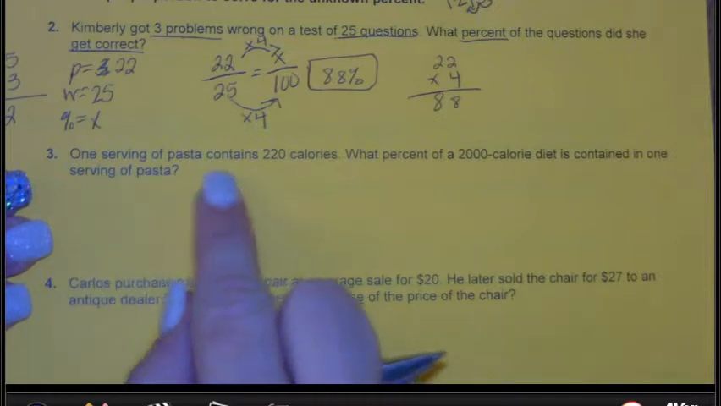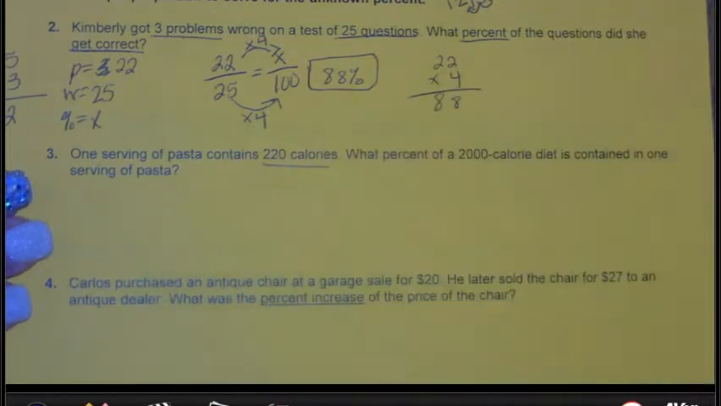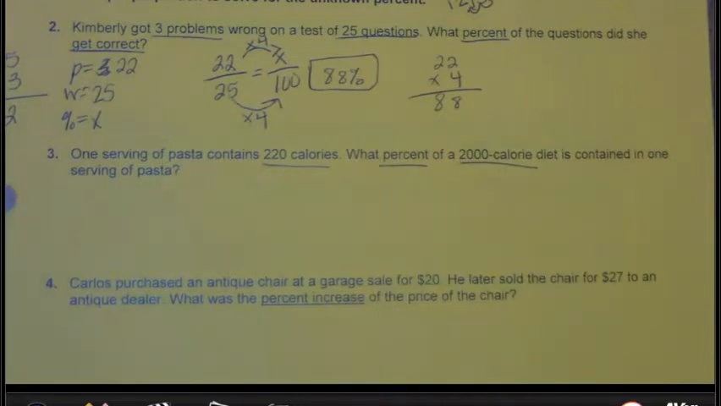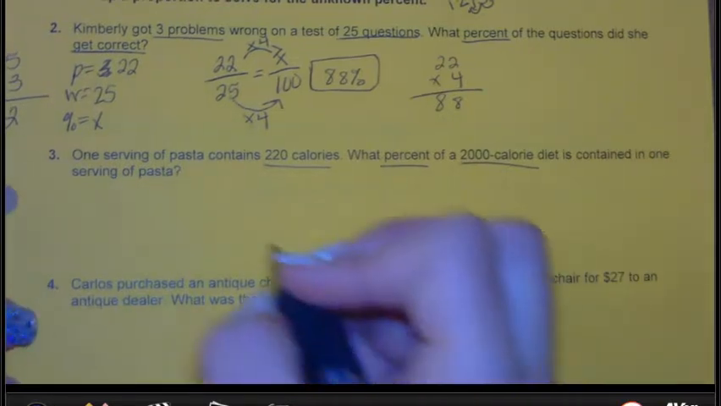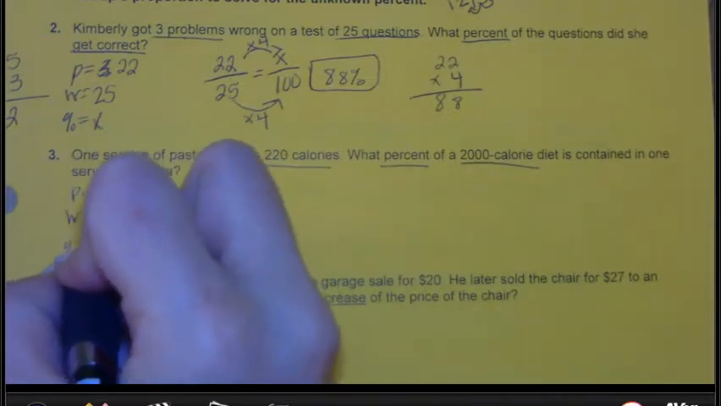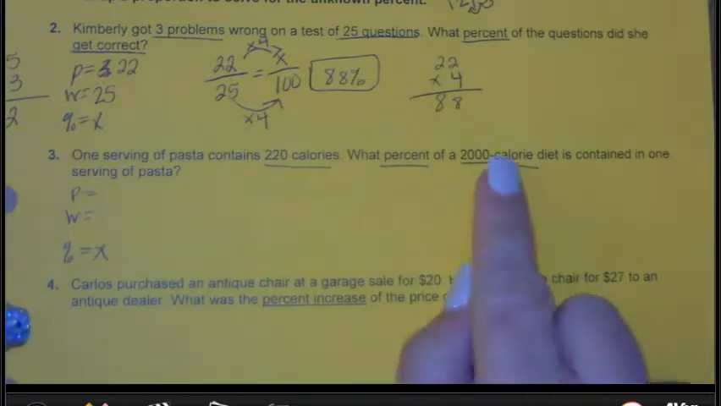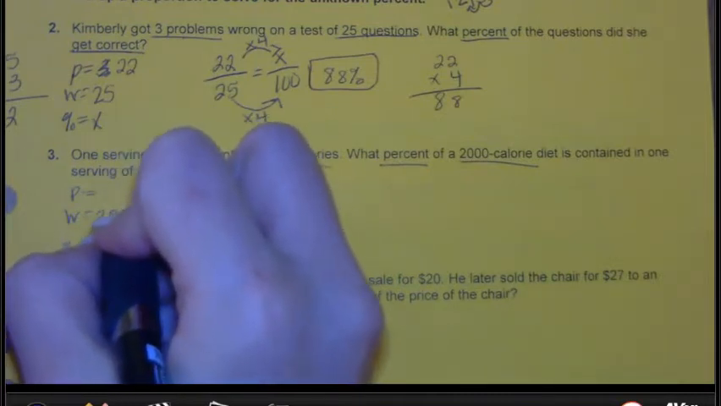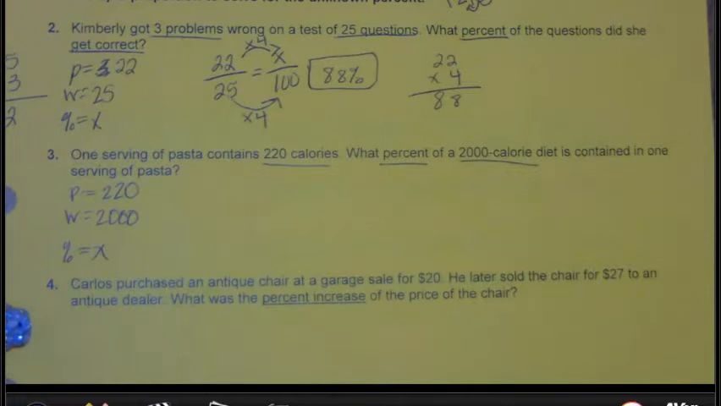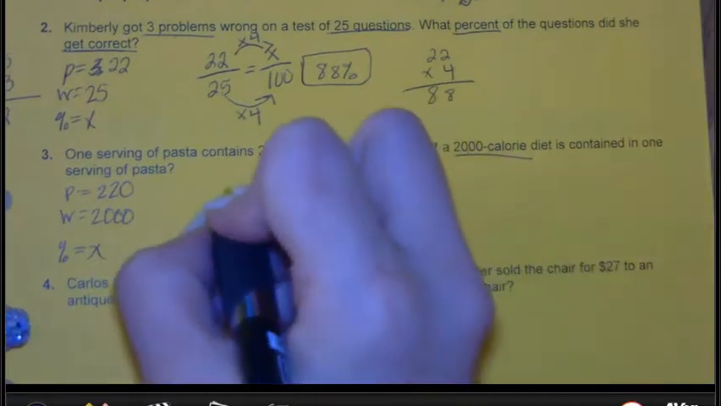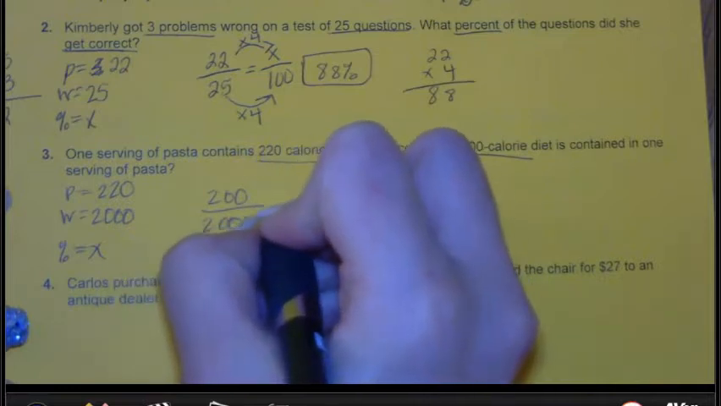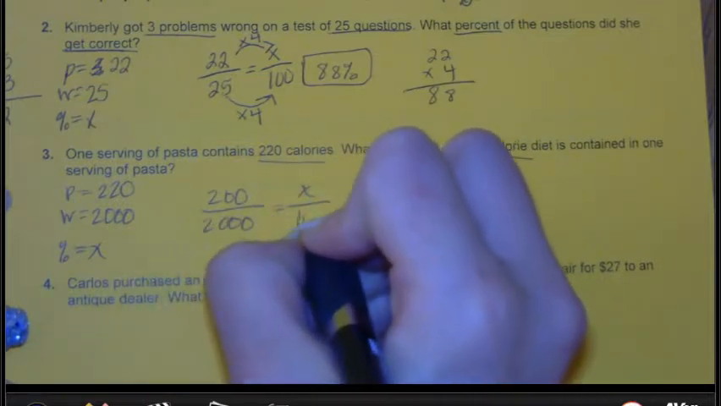All right, number 3, 1 serving of pasta contains 220 calories. What percent of a 2,000 calorie diet is contained in a serving of pasta? All right, so my part, whole, and percent. Well, my percent is unknown. I know that I have a 2,000 calorie diet, and I'm eating some pasta that is 220 calories. Okay, so I have my part over my whole, 200 over 2,000 is equal to x over 100.